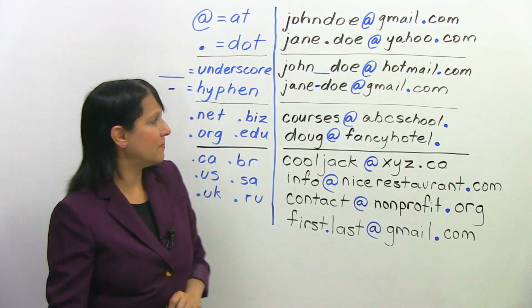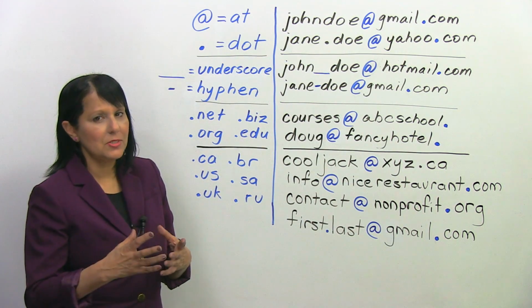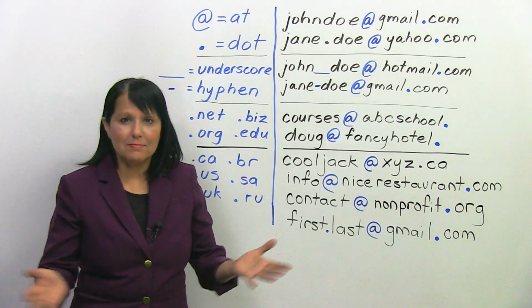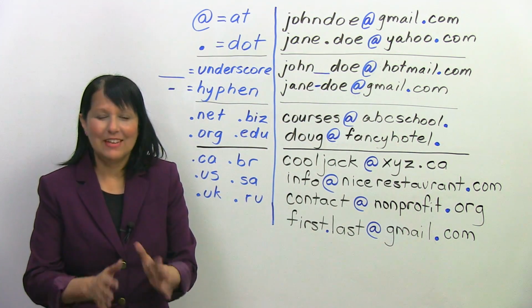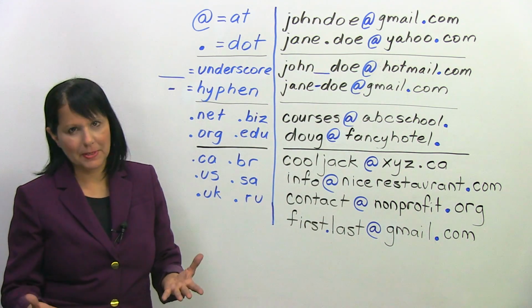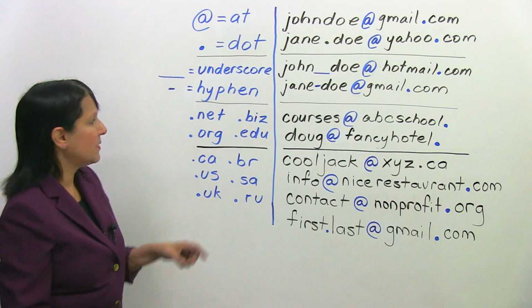Again, jane.doe@yahoo.com. Good. Now, sometimes people put other symbols into their email address. If you've already done it, then let's learn how to say it. If you haven't done it, then try to avoid that because it just makes it a little bit more complicated. But if you have these symbols, this is what you need to say.